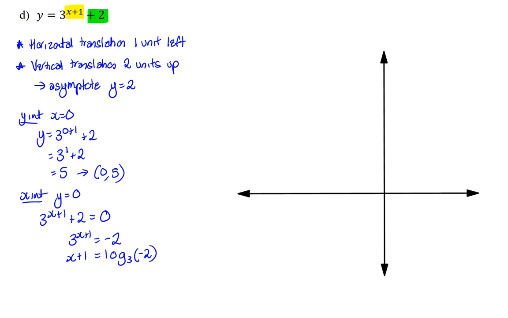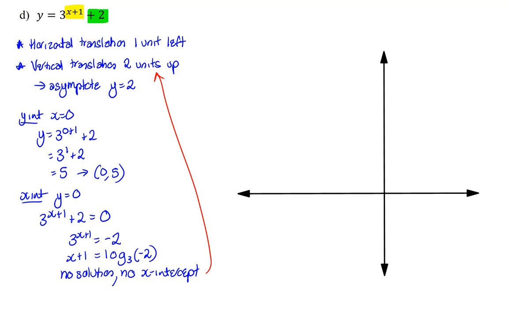And what you should see here is we're not going to have an x-intercept. I can't do the log of a negative. You might have even seen that as a previous step: you can't have 3 to the power of anything and get negative 2. So no solution, no x-intercept. And you could realize that due to that vertical translation. If this whole graph is moving up 2, nothing exists below y equals 2, so you can't have an x-intercept.